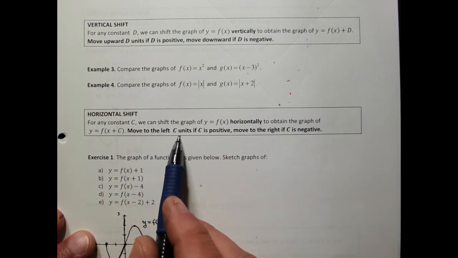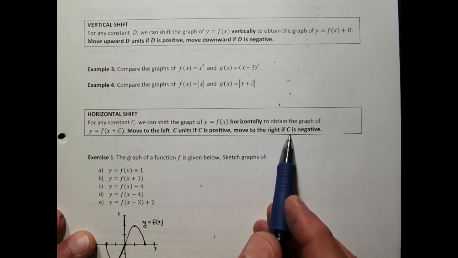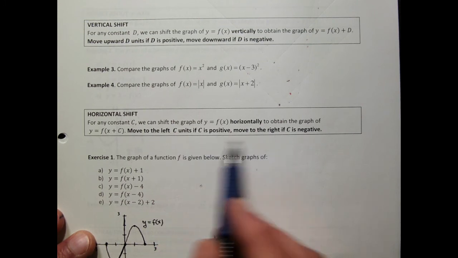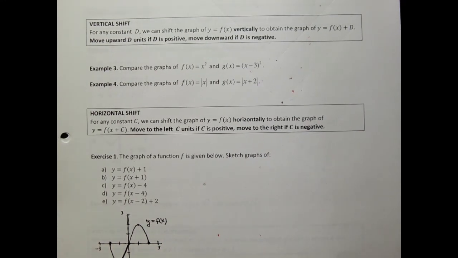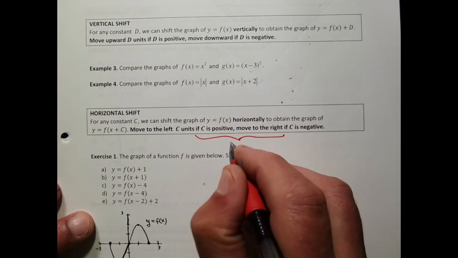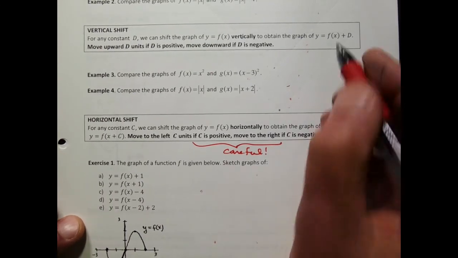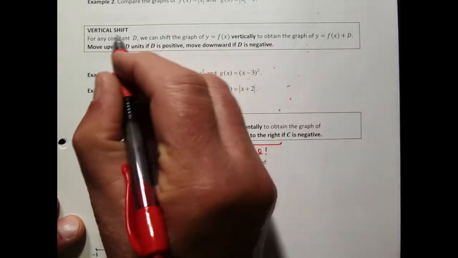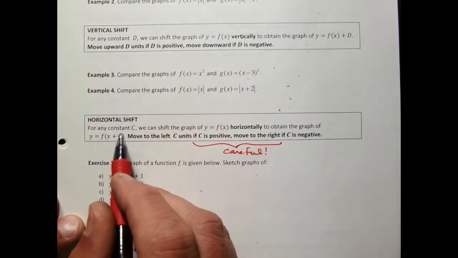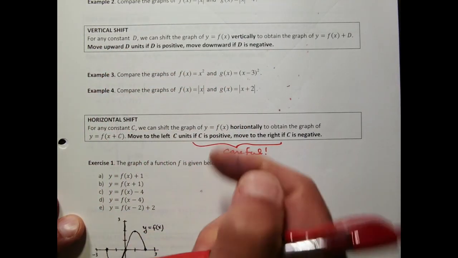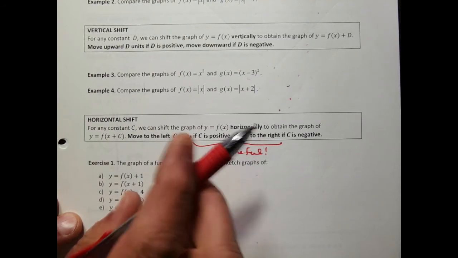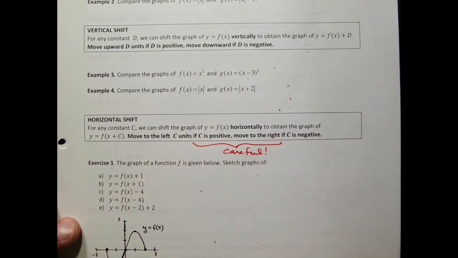Move to the left, c units if c is positive. Move to the right if c is negative. That's kind of counterintuitive, right? So we kind of have to say, careful with this one. And it is sort of weird that positive means up for a vertical shift, negative down. But for a horizontal shift, positive means to the left in the negative direction, and minus means to the right. So now we're ready for some exercises, and we're going to do that in the next video.